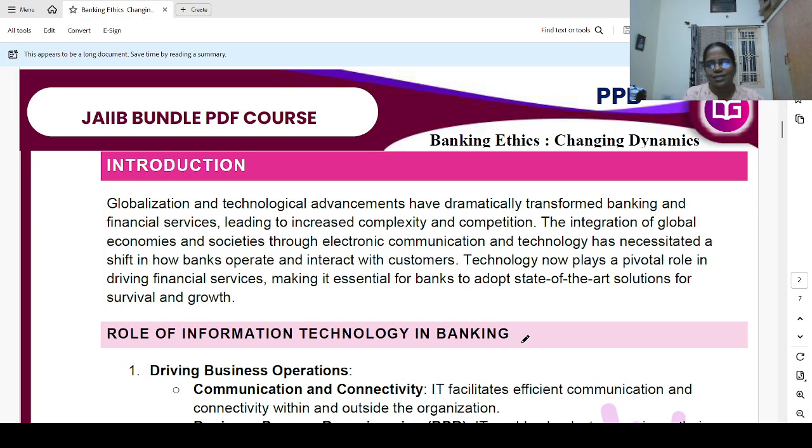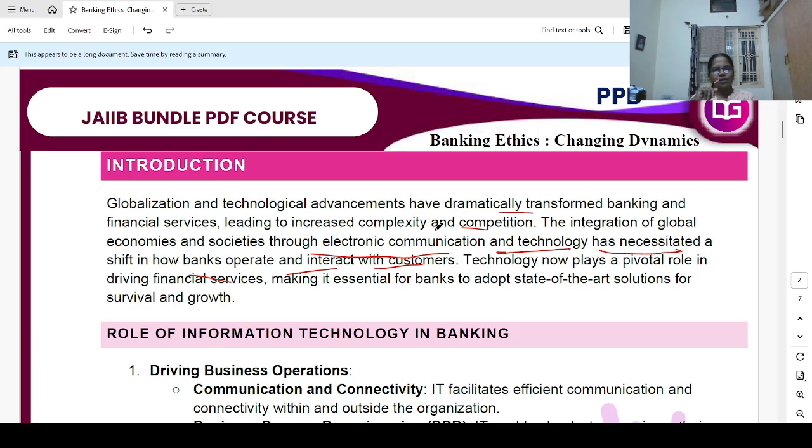When it comes to globalization, there are three eras we have passed: liberalization, privatization, and globalization. When globalization came, technological advancements dramatically transformed banking and financial services, from traditional banking operations to modern banking operations. Modern banking is technology driven, which leads to complexity as well as competition among the banks. This global economy and society, through electronic communication and technology, has necessitated a shift in how banks operate their business and how they interact with their customers. That is the main thing.